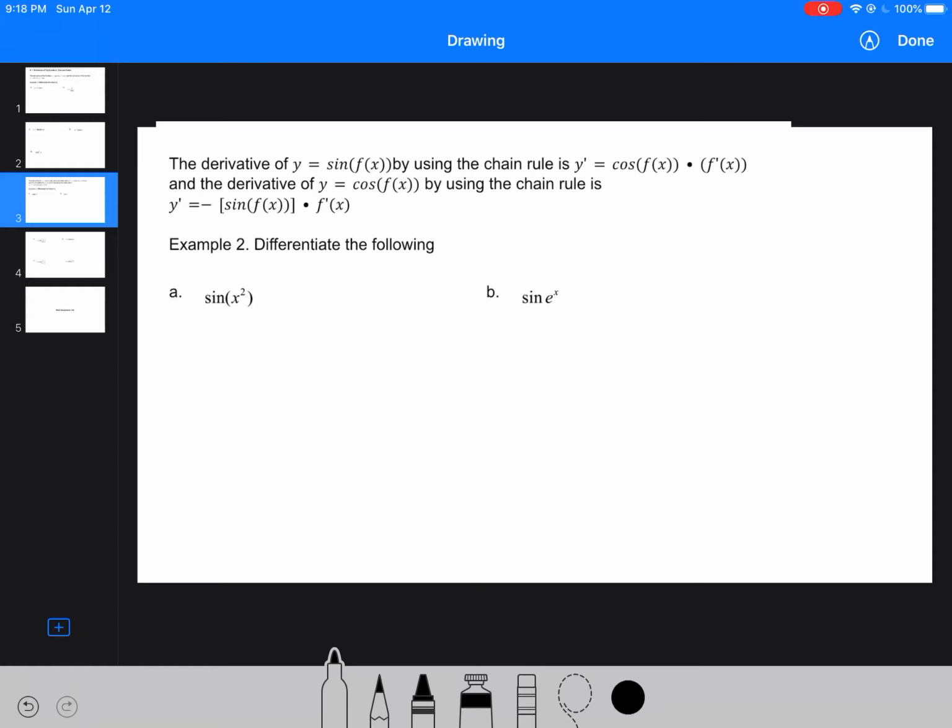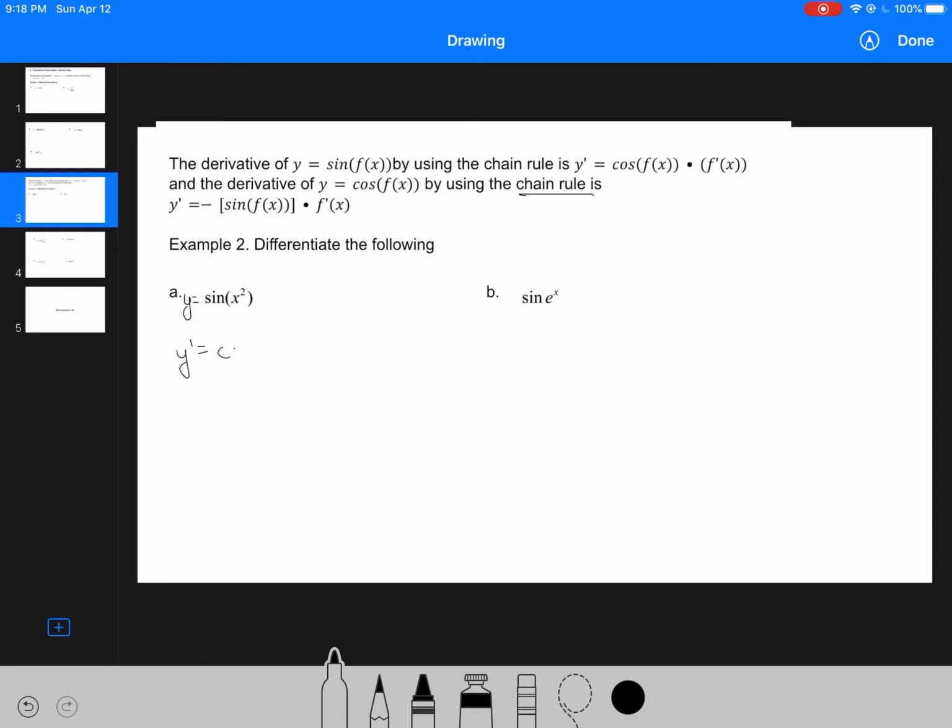So let's do a couple more examples. Here we're going to use trig functions again, sine and cos. And this time the arguments of the trig function are where we're going to apply the chain rule. So we've got a little bit more complicated derivatives. We'll do a few more examples. Here the first one is sine x squared.